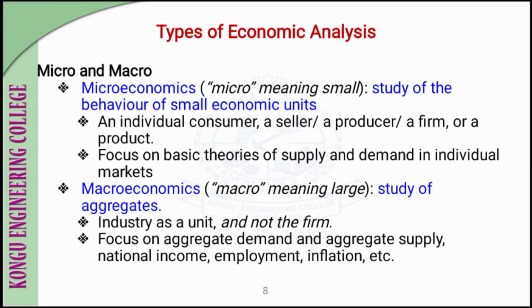A seller, a producer, a firm, or a product. It focuses on basic theories of supply and demand in individual markets. Macroeconomics is large. You study aggregates. Aggregates means global level business, with the industry as a unit and not a firm. It focuses on aggregate demand and aggregate supply, mainly on national income, employment, and inflation, which affect macroeconomics.